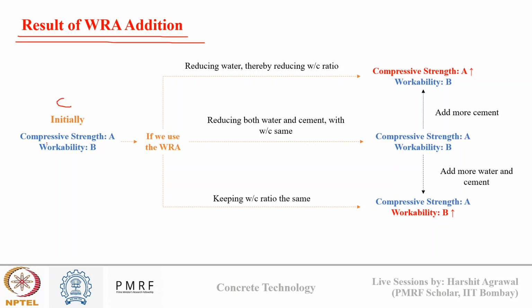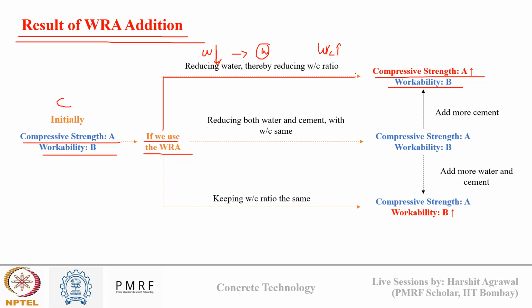Suppose we have a concrete whose compressive strength is known to us, whose workability is known to us, and if we are using a water reducing admixture, and we are reducing the water content and maintaining the same level of workability, what is happening is our workability remains the same, but since we are reducing the water content, we are reducing the w by c ratio, and in this way we can increase the strength of concrete. So this is one of the applications of water reducing admixture, to maintain the workability and increase the strength.